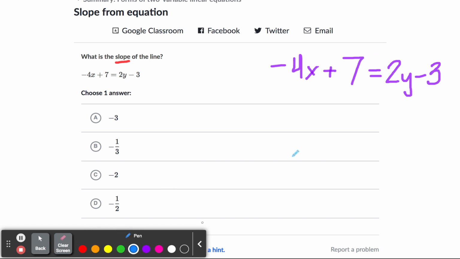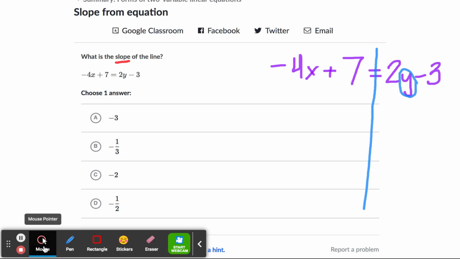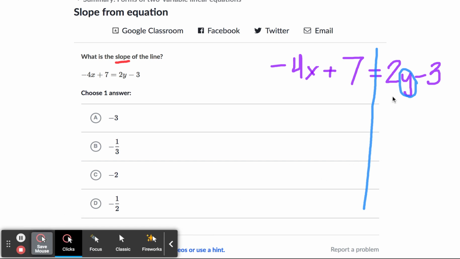So stay with me. -4x plus 7 equals 2y minus 3. And what we discussed in our notes is that slope-intercept form, what makes it unique is that the y is alone. But look over here on this side. You can see that the y is not alone. I have two things over here. I have a 2 and I have a -3.